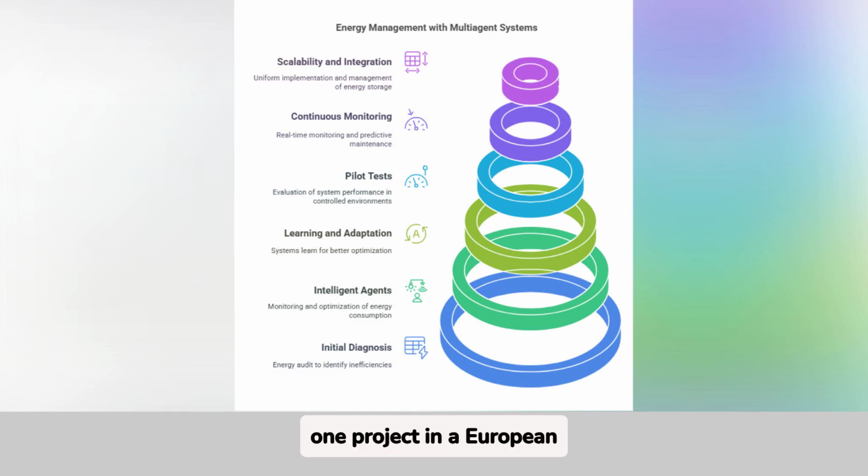In one project in a European consortium, we scaled a pilot system to 20 different installations in 1 year, maintaining an average savings of 18% at each location. This all sounds very interesting. What would be the next step if we decide to move forward?